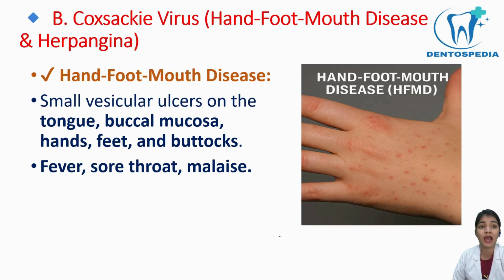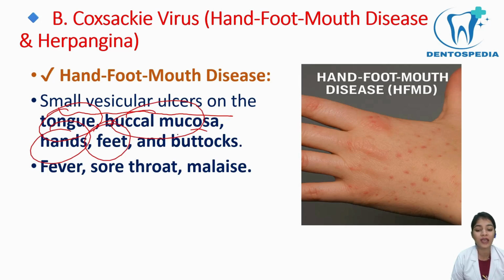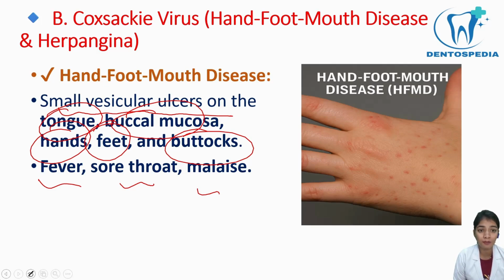So first is hand, foot, mouth disease. So see, what are the causes? So I have told you the cause will be Coxsackie virus A and sometimes enterovirus 71. Understood? So see, clinical feature. So there will be small vesicular ulcers on the tongue, buccal mucosa, hands, feet and buttocks. Now there will be fever, sore throat and malaise. Understood? So there will be small vesicles or ulcers in the mouth or tongue or buccal mucosa.